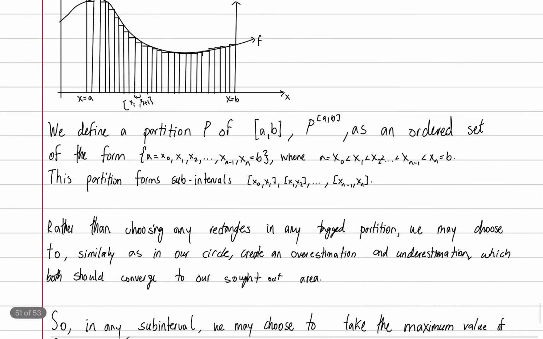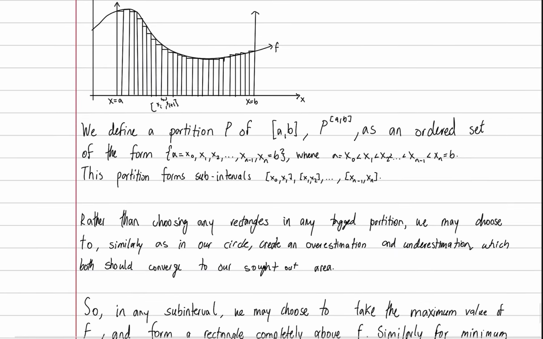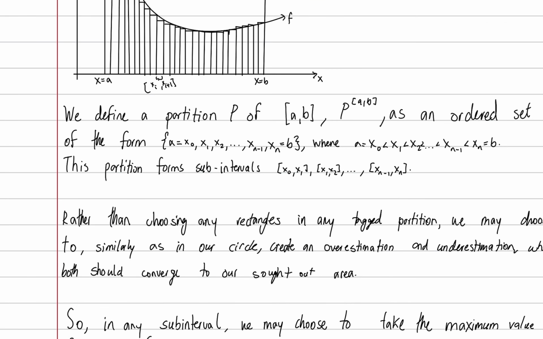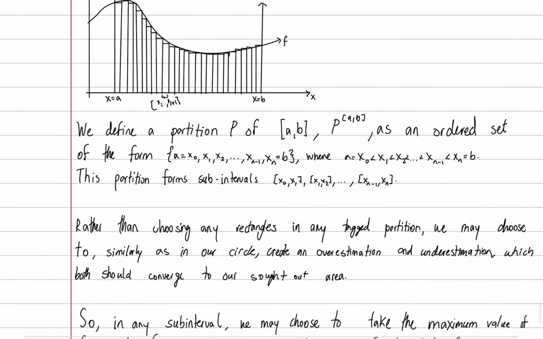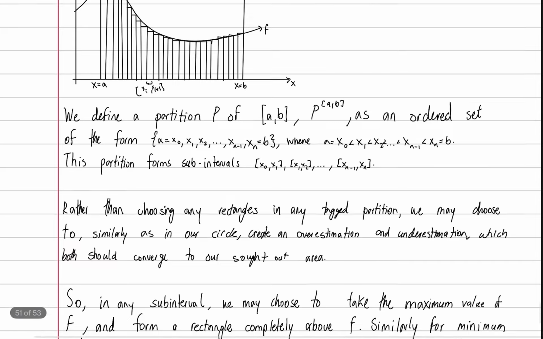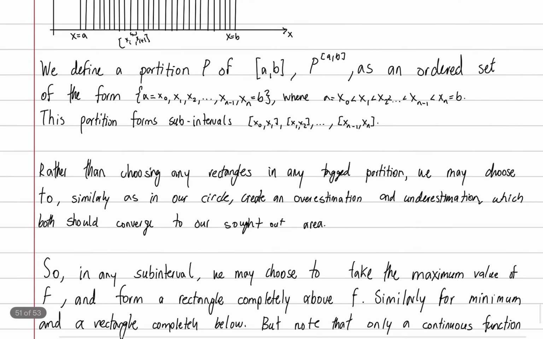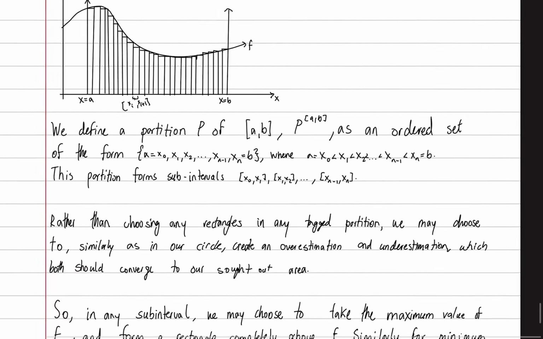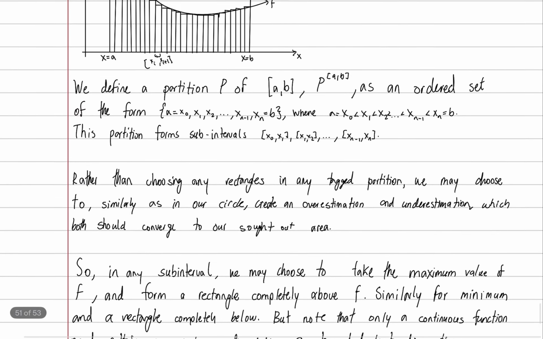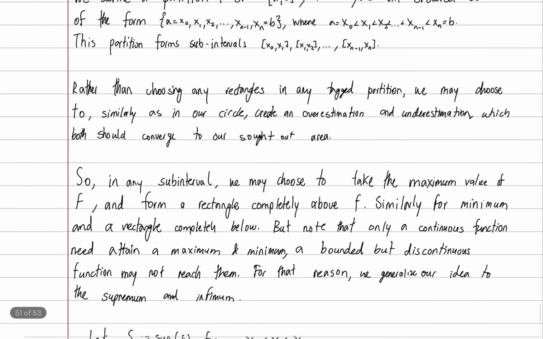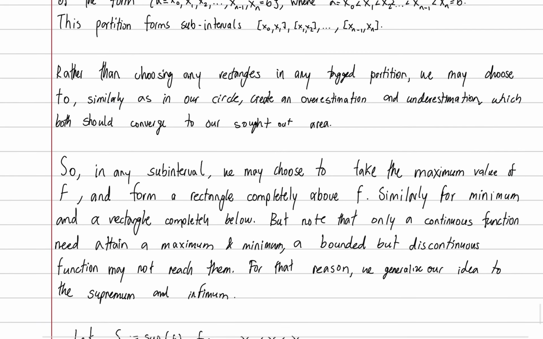So rather than choosing any rectangles in any tagged partition, we may choose to, just like in our circle example, create an overestimation of our area and an underestimation. And so long as we take the limiting process, these should both converge to the area we're looking for, assuming it is Riemann integrable. So in any subinterval, we may choose to take the maximum value of f and form a rectangle that's completely above f. And similarly for the minimum and a rectangle completely below. This is our overestimation and our underestimation.